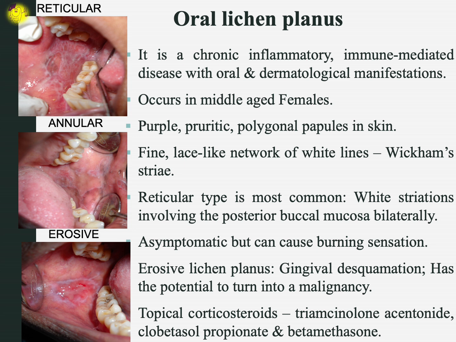There are several oral appearances such as reticular, annular, erosive, bullous, and the ulcerative type. Of all these types, the erosive lichen planus tends to have more of burning sensation. There are features of gingival desquamation, and it has potential to turn into malignancy, and hence very important. The very characteristic feature of oral lichen planus is that it has a bilateral presentation and the presence of Wickham's striae. Being an inflammatory condition, they respond to topical steroids such as triamcinolone, clobetasol, and betamethasone.